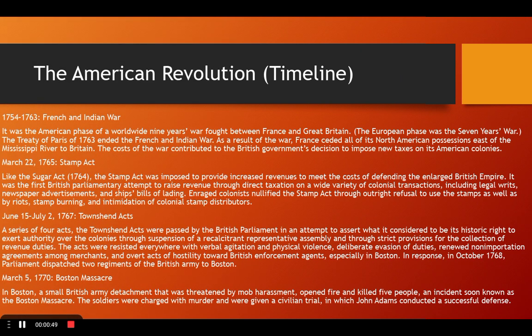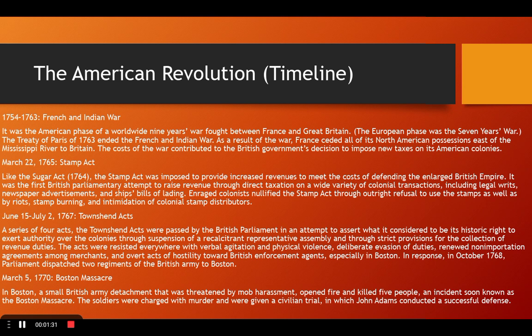1754 to 1763, French and Indian War. We are talking about the American phase of the worldwide Nine Years' War, fought between France and Great Britain from 1754 to 1763. The European phase was the Seven Years' War, which was from 1756 to 1763. The Treaty of Paris of 1763 ended the French and Indian War. As a result of the war, France ceded all of its North American possessions to the east of the Mississippi River to Britain. The costs of war contributed to the British government's decision to impose new taxes on its American colonies.